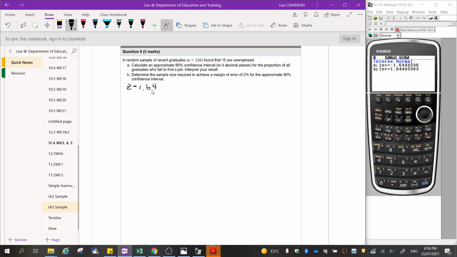Now, I've seen in the exam that they're using 1.65. I don't know why they're doing that, but that's wrong on their part, not your part. They're wrong. So let's get started.